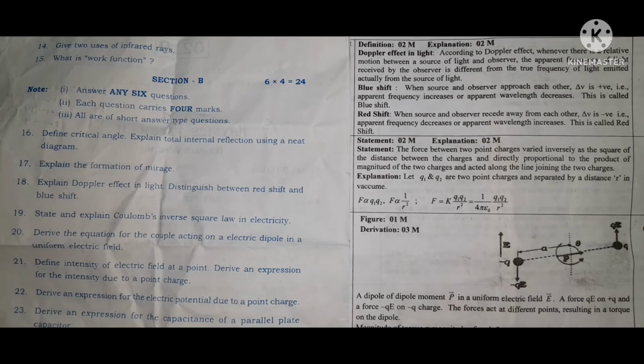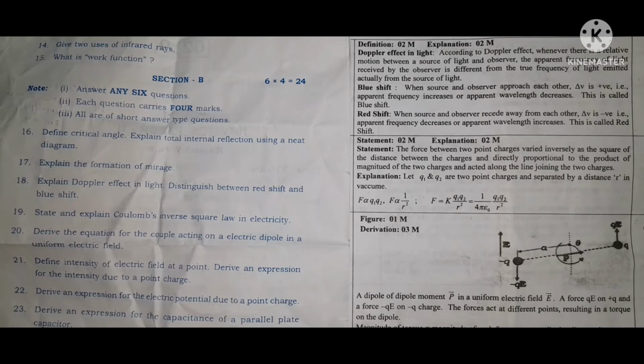Next, question number 20. Derive the equation for the couple acting on the electric dipole in the uniform electric field. So for this, diagram will be 1 mark, a related diagram is also no problem, and derivation will be 3 marks. You can also check my previous YouTube questions and explanations.